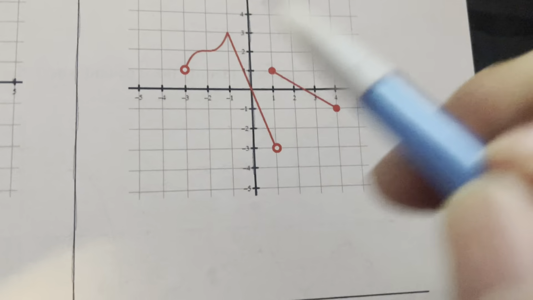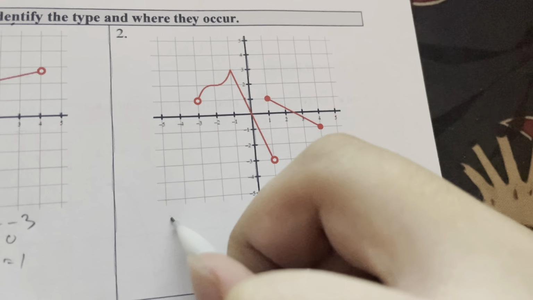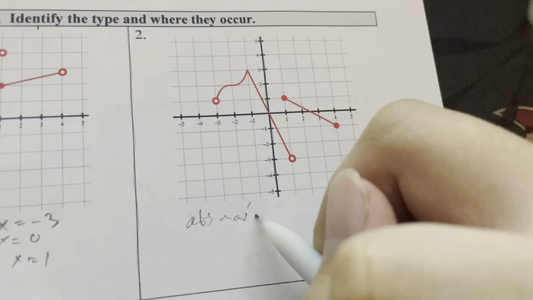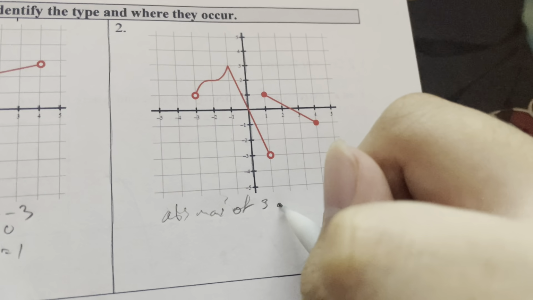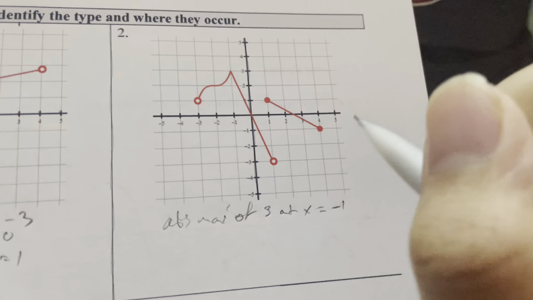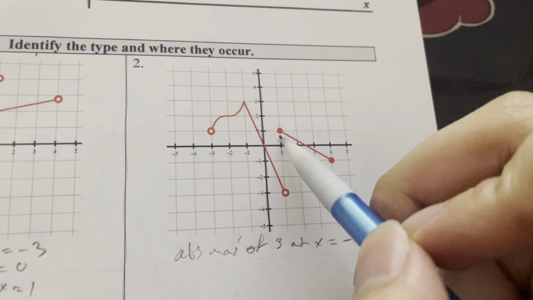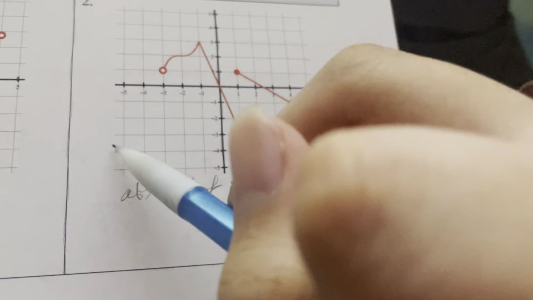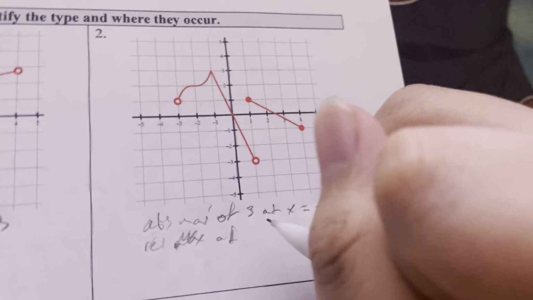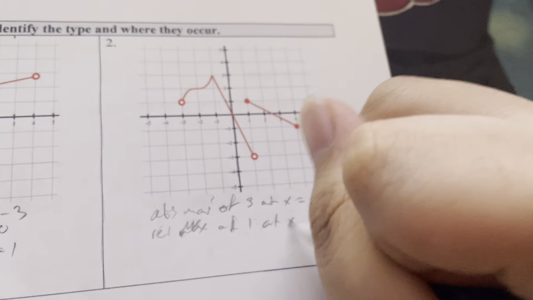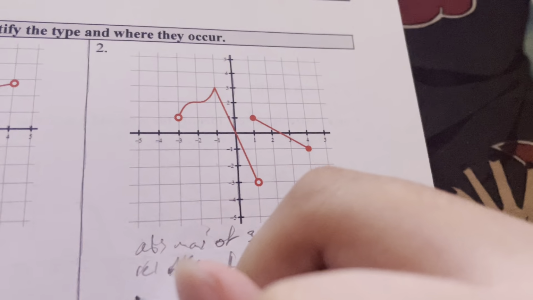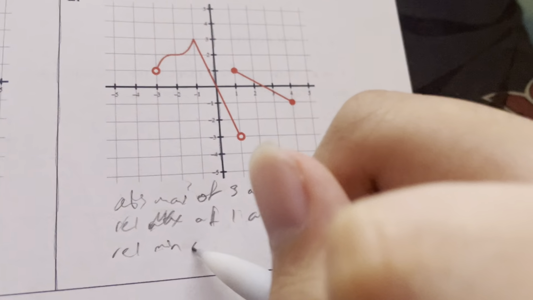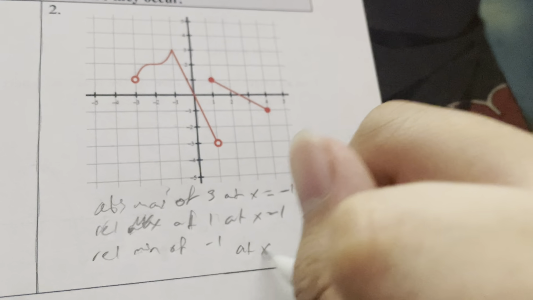Moving on. Our first point, we have an absolute max of 3 at x equals -1. And then right here we have a relative max of 1 at x equals 1. And here we have a relative min of -1 at x equals 4.